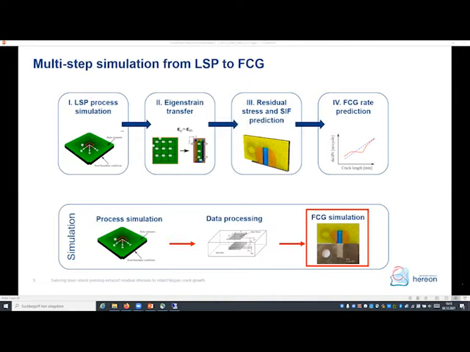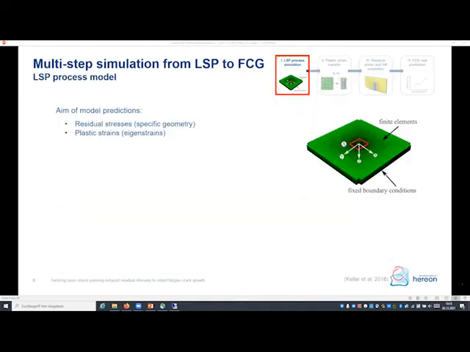And finally, I want to calculate the fatigue crack growth rate based on the stress intensity factors of fracture mechanics. So starting with the laser shock peening process simulation, here the idea is to reduce the peening patch to be simulated as much as possible.